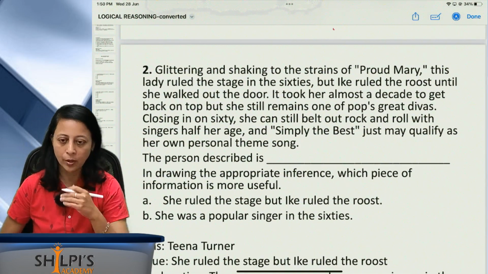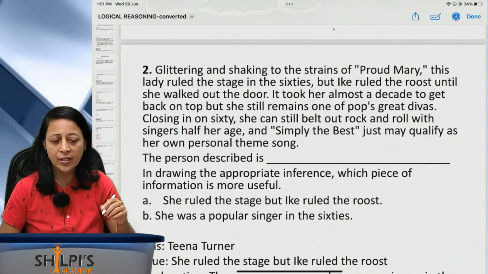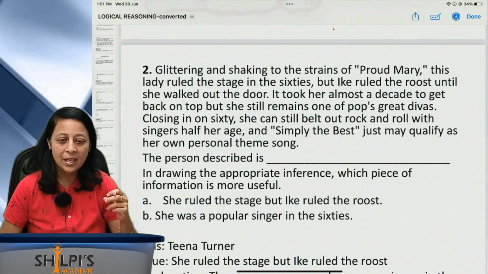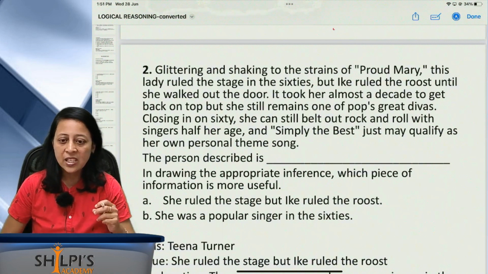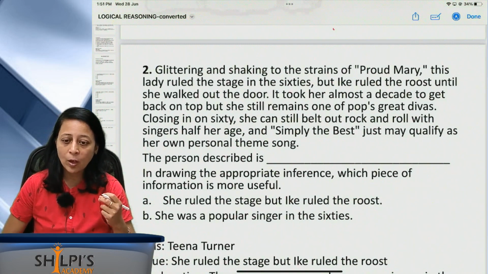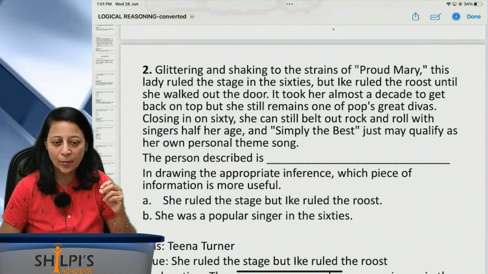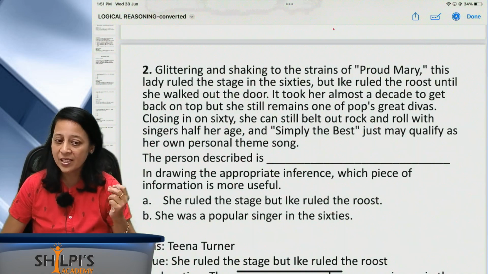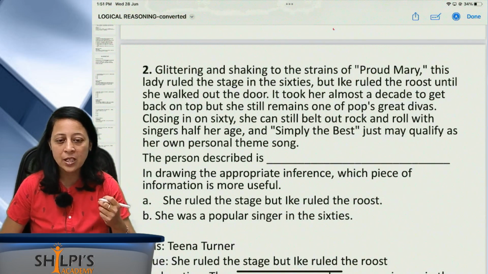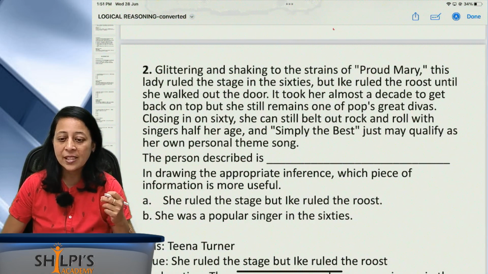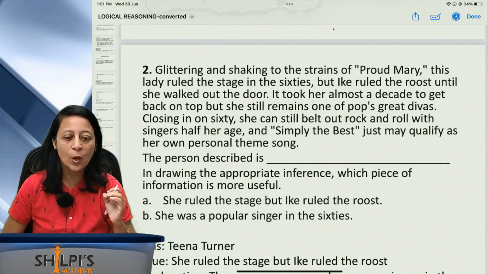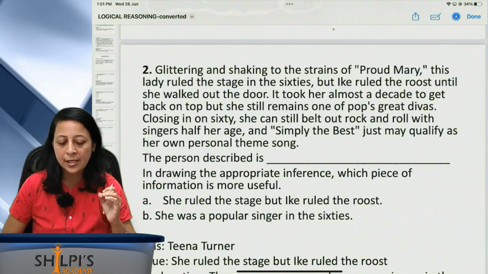Glittering and shaking to the strains of Proud Mary. This lady ruled the stage in the 60s, but Ike ruled the roost until she walked out the door. It took her almost a decade to get back on top, but she still remains one of pop's great divas. Closing in on 60, she can still belt out rock and roll with singers half her age, and simply the best just may qualify as her own personal theme song.